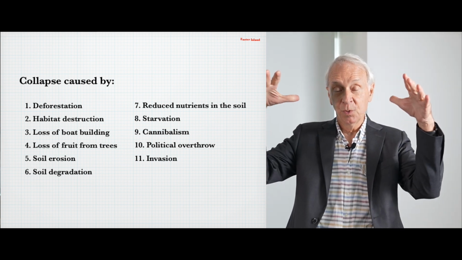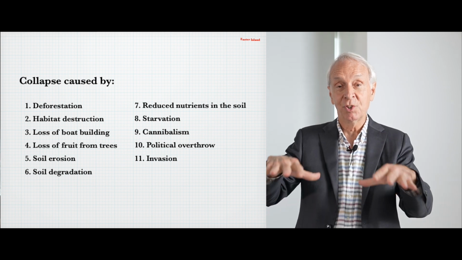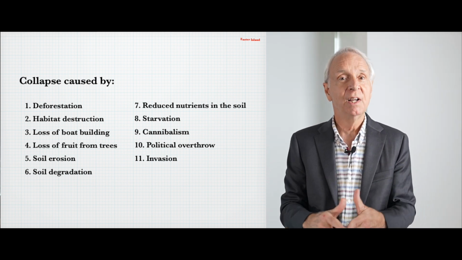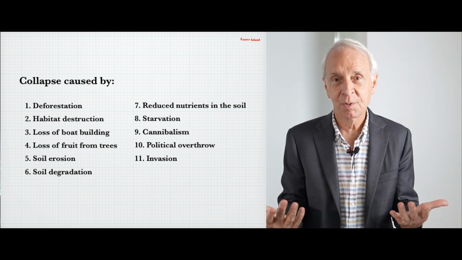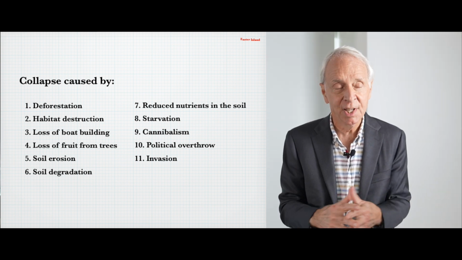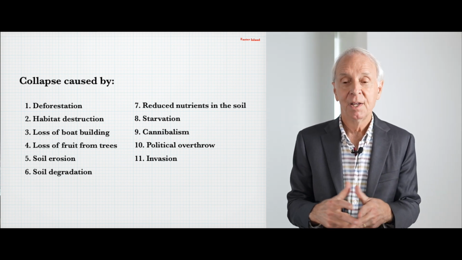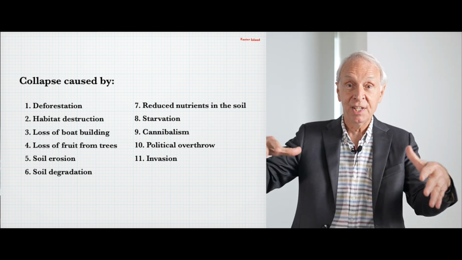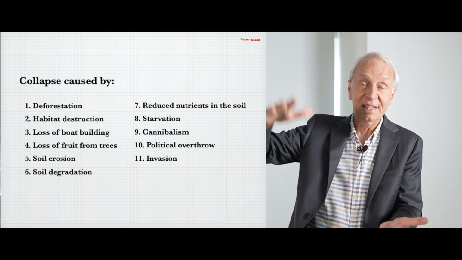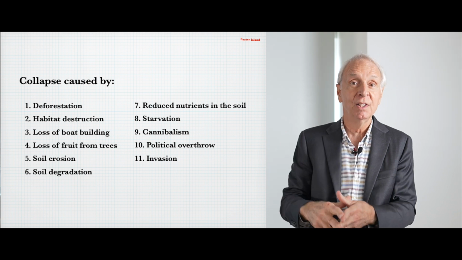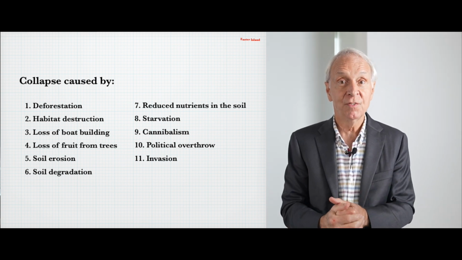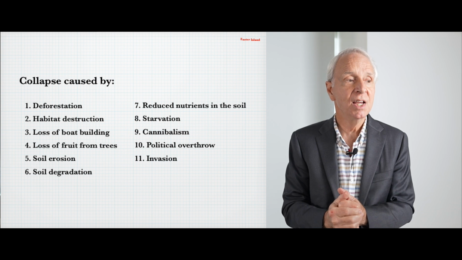There also was soil degradation. The trees would drop leaves. The leaves would create mulch. The mulch would then fertilize the soil. But when the trees were gone, there was no enrichment, and they got soil degradation. There were reduced nutrients in the soil because the shade of the trees kept the sun from bleaching the nutrients from the soil. And when the trees were gone, there was degradation of the nutrients from the sun.